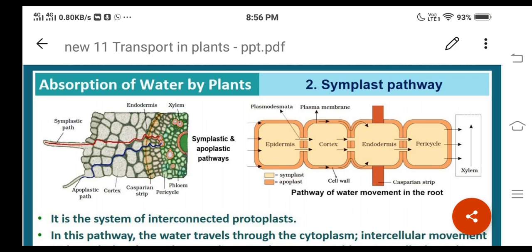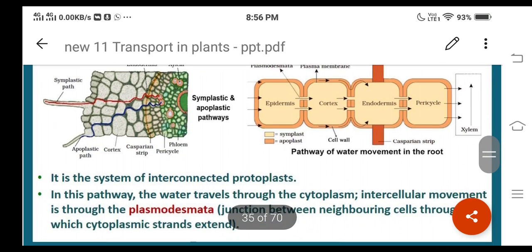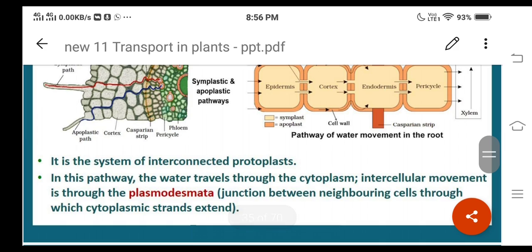What is the difference here? Okay, what is the first point here? It is the system of interconnected protoplasts. And in this pathway the water travels, or moves, through the cytoplasm. Then intercellular movement is through the plasmodesmata.